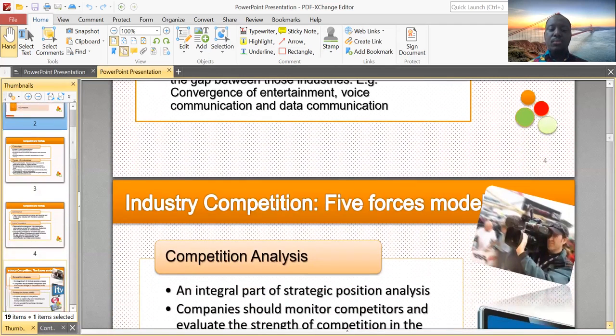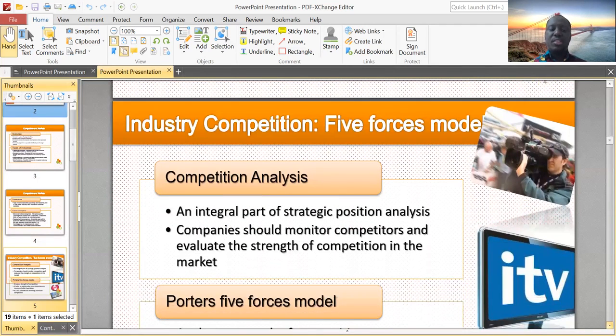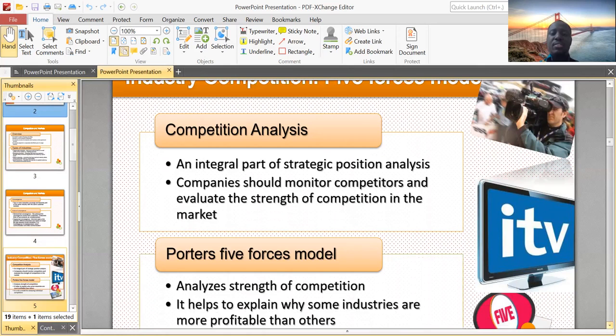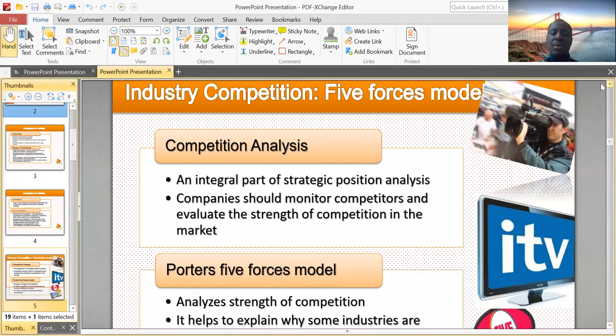So let's move on to industry competition. We've talked about markets a little bit. Let's move to industry competition. And when we are talking about competition, we can't forget about a model we call the Porter's 5 forces model. But first of all, let's understand competition analysis. What exactly is competition analysis? It's basically monitoring your competitors and evaluating their strength.